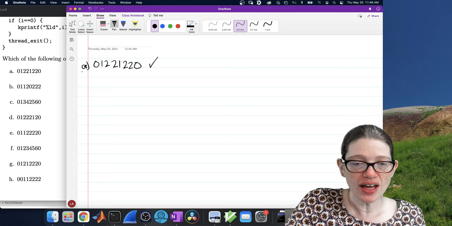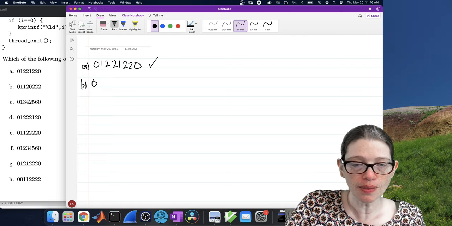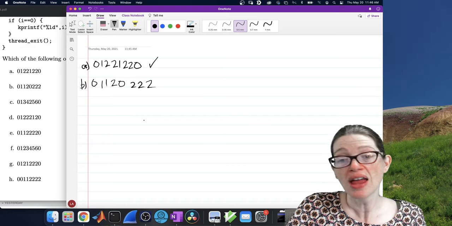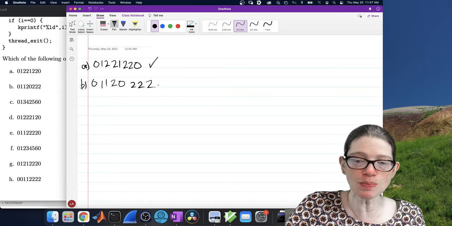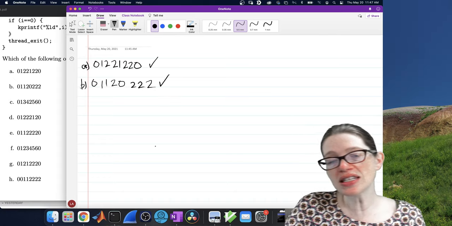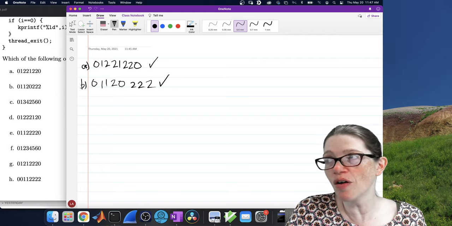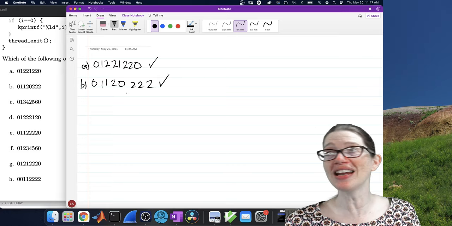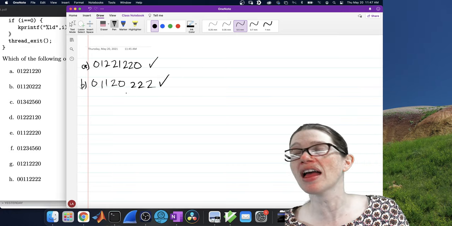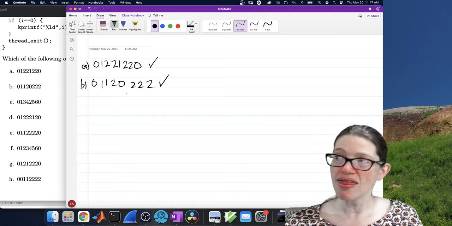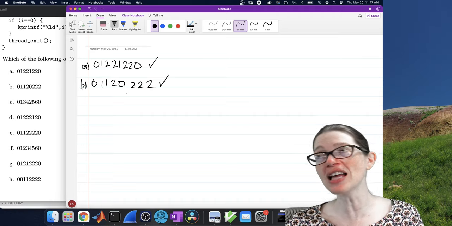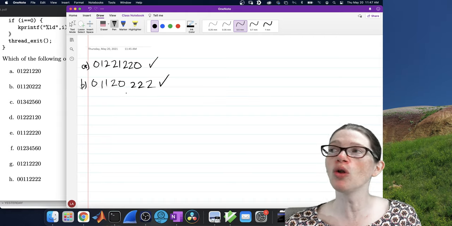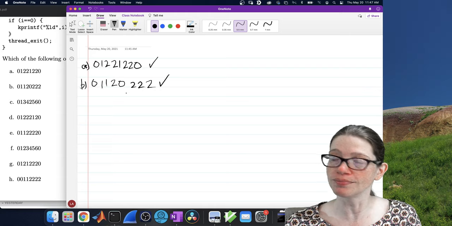So what about the second one here? 0, 1, 1, 2, 0, 2, 2, 2. This one is also possible. And the reason why it's possible is the second zero from the initial thread can print at any time. It could immediately print its first zero and its second zero before any of the threads that fork actually have an opportunity to print their code. And the reason for that is because, again, you don't have control over when the context switches happen, and you don't have control over which thread goes next. So you really don't know.